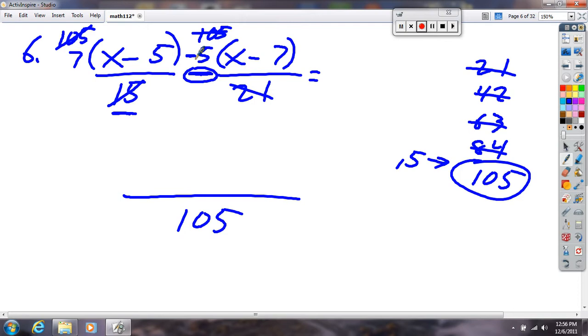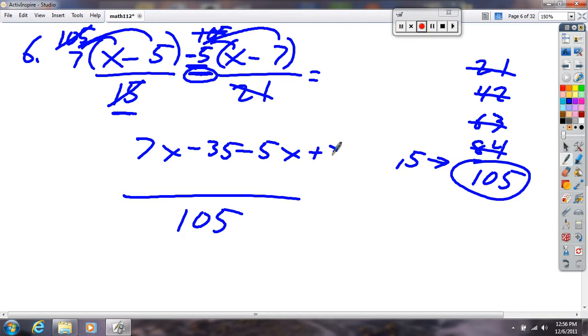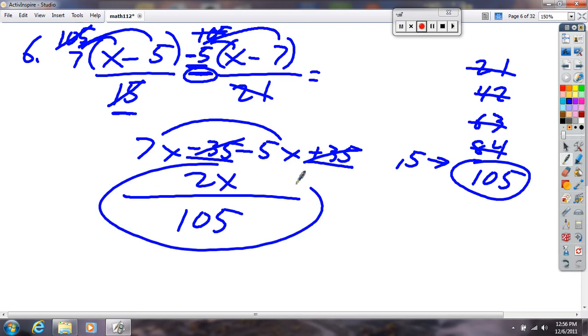So now, on the left side, 7 times x is 7x. 7 times a negative 5 is a negative 35. This is a negative 5 times x is a negative 5x. And a negative 5 times a negative 7 is a positive 35. Well, a positive 35 and a negative 35 cancels out. They're gone. And 7x minus 5x is 2x. And there's our answer. Then we're done with number 6.